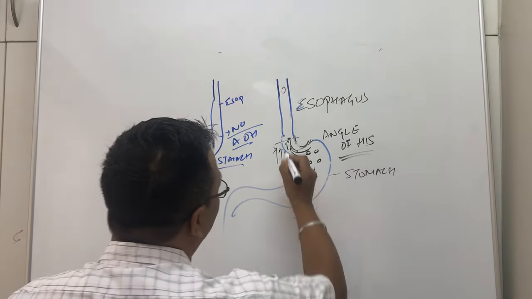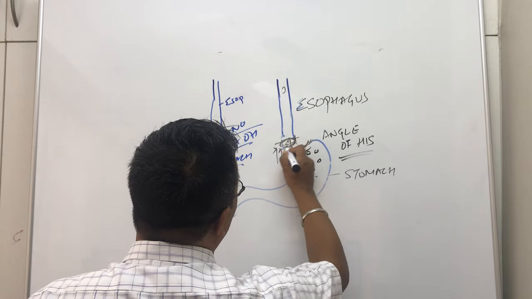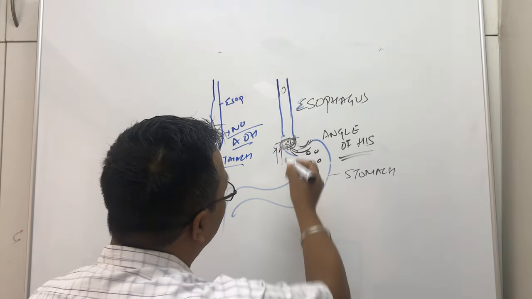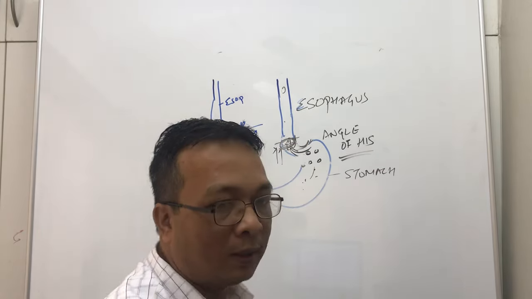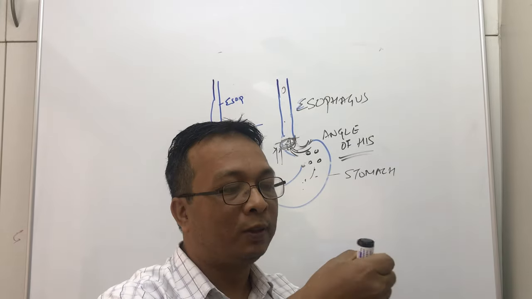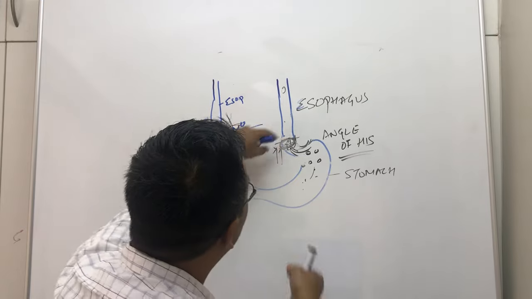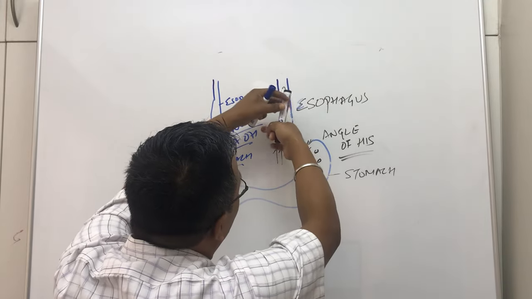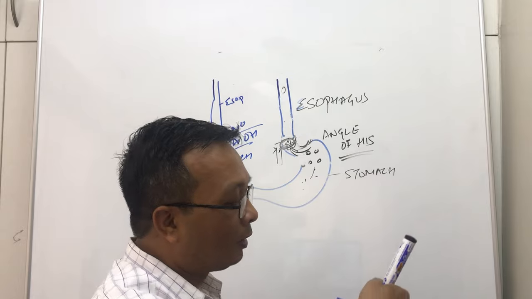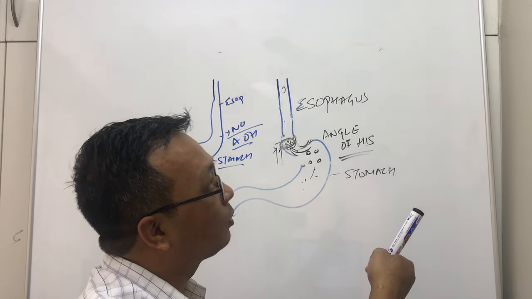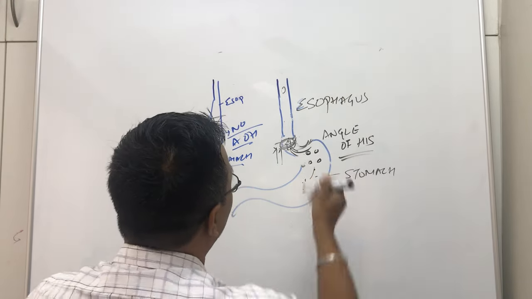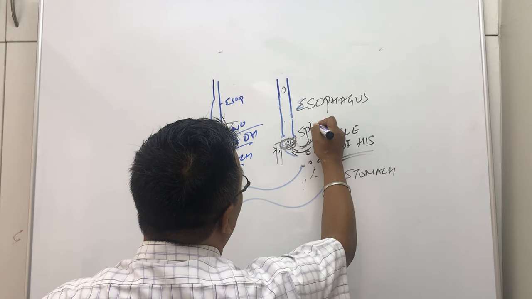Because there is a sphincter at the junction of the esophagus and the stomach. Sphincter means it's like a rubber band, which makes this esophagus narrowed, and it doesn't let food particles pass from down to up. We call it a sphincter.